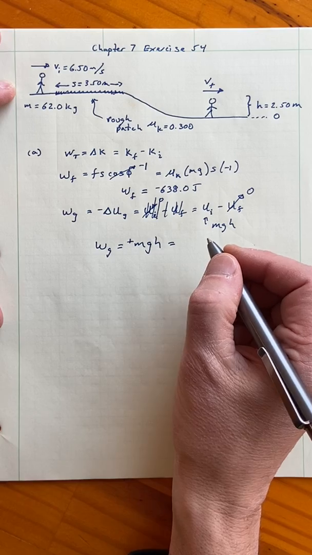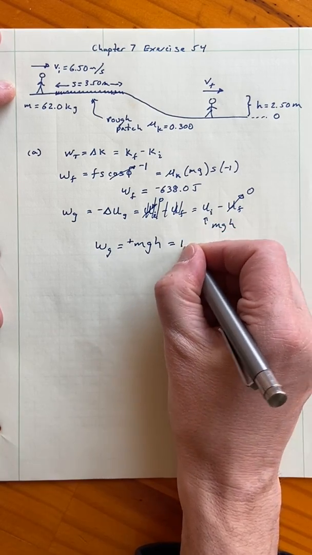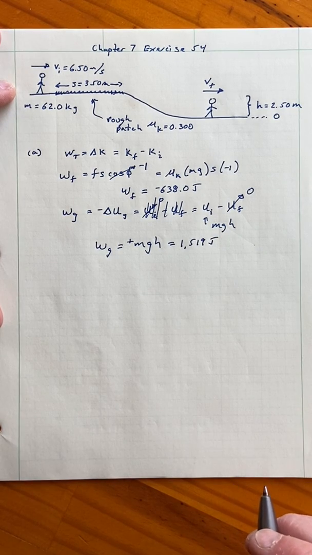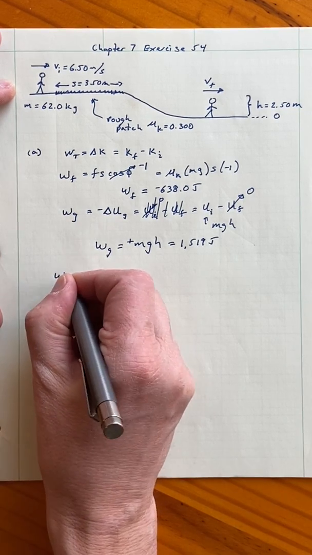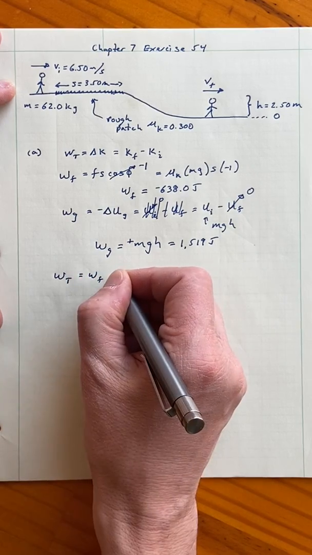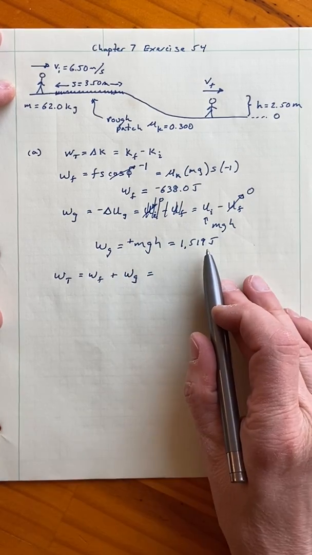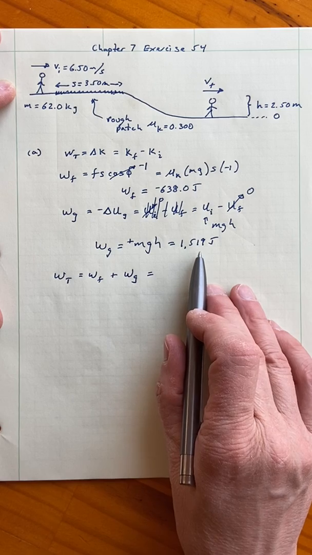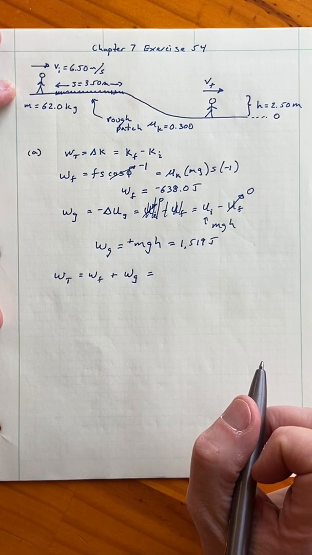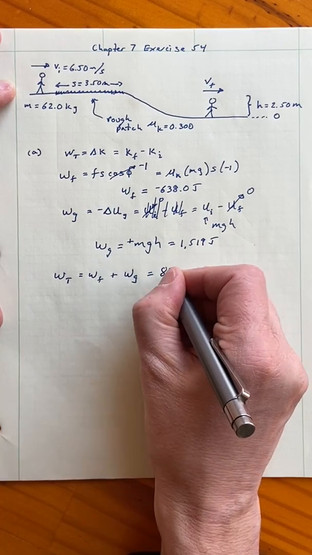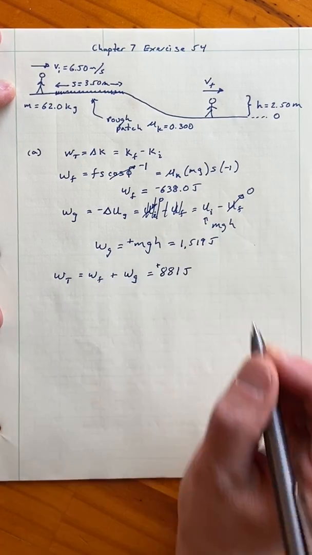And that turns out to be 1,519 joules if you plug in the numbers. I hope maybe you pause the video and calculate those yourself. So now we know what the total work is on the skier. It's the work done by friction, which turns out to be negative, plus the work done by gravity, which turns out to be positive, and it's greater. The work done by gravity is positive and a little bit greater than the work done by friction. So I think at the bottom of the hill, the skier is going to be going a little bit faster. So you can calculate the difference between those things, and you get 881 joules, and it's plus.